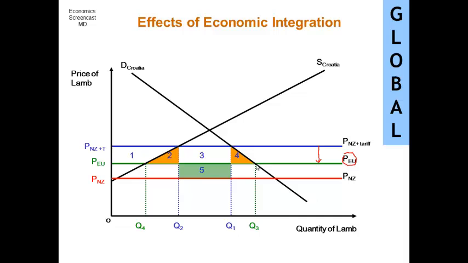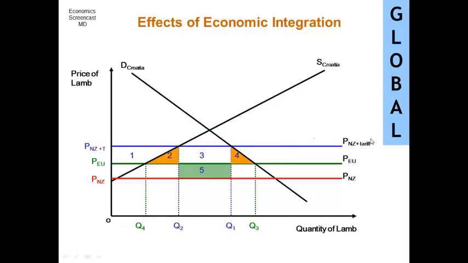Consumption levels increase to Q3, so there's an increase from Q1 to Q3 in the quantity of lamb consumed. Domestic producers are affected by the tariff being removed on EU producers because there's a contraction of domestic supply and less is supplied by domestic producers in Croatia. They supply Q4 and that's fallen from Q2. Domestic welfare gains are shown by Area 2 and Area 4, and domestic welfare losses are shown by Area 5. This is just a recap of the effects of trade diversion.